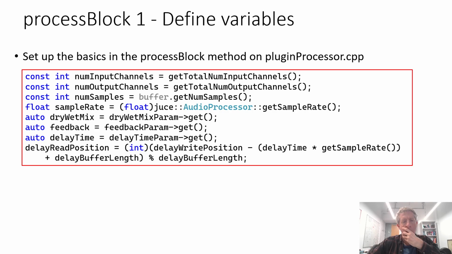Now we can finally move on to the process block. In the process block, we define variables. Everything in the beginning up to and including sample rate are fairly standard, just getting information about what's going on in the process block. Then we get the values from the user interface. We could make these global values, but in this case, we just get them every time the process block is called.